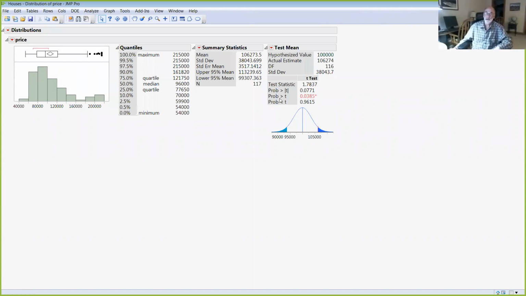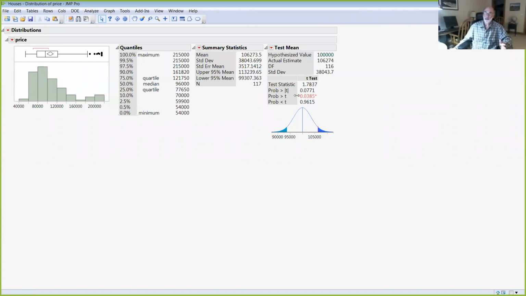Notice there are two other p-values given. These are called one-sided p-values. If you were testing the hypothesis that the true mean is less than 100,000, then the only area we're interested in is this brighter blue area, which is half of this 7.71%, 3.85%. Miraculously now, we would be able to say we can reject the hypothesis that the true mean is 100,000 or less, because we're sufficiently far above 100,000 to reject that hypothesis.